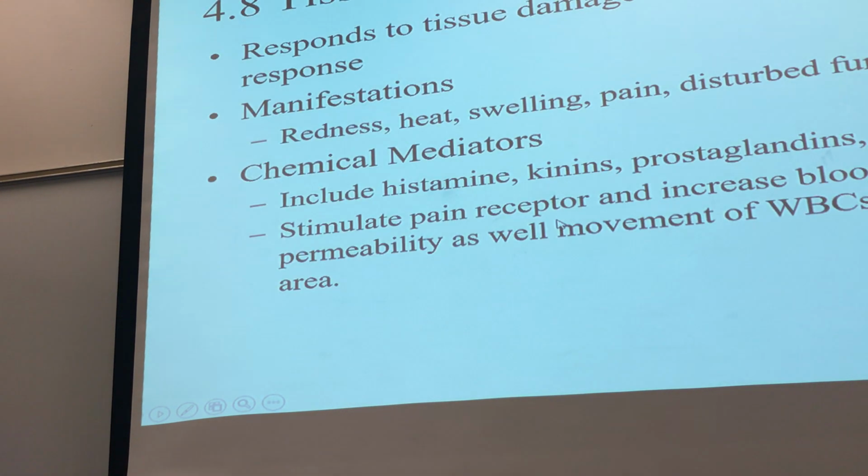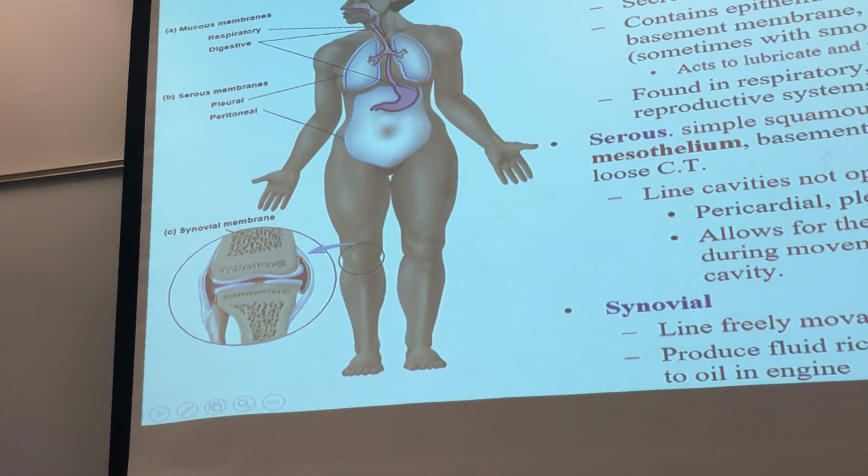Tissue membranes. We have mucous membranes, serous membranes, and synovial membranes. Mucous membranes line cavities that open directly to the environment. So your mouth, your gums, your nose, your throat. All of those areas have a direct opening to the environment. So you might breathe something in that's harmful. You might be eating a piece of fish and it's got bones in it.